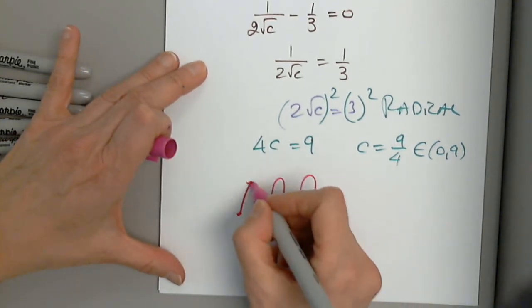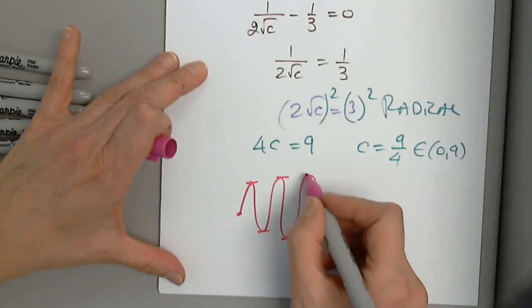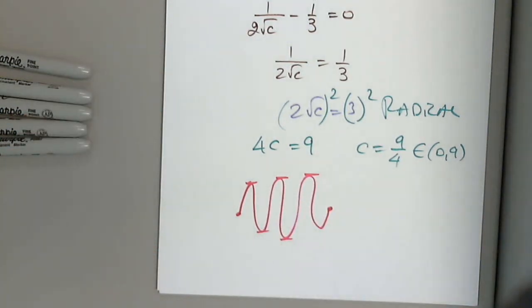How many turns does it have? 1, 2, 3, 4, 5. It has 5 different points c in this interval where f prime of c is 0. But the theorem says if it's somewhere here the same height, it has to turn at least once if it's continuous and differentiable. Now, the next theorem, the mean value theorem, is more sophisticated.